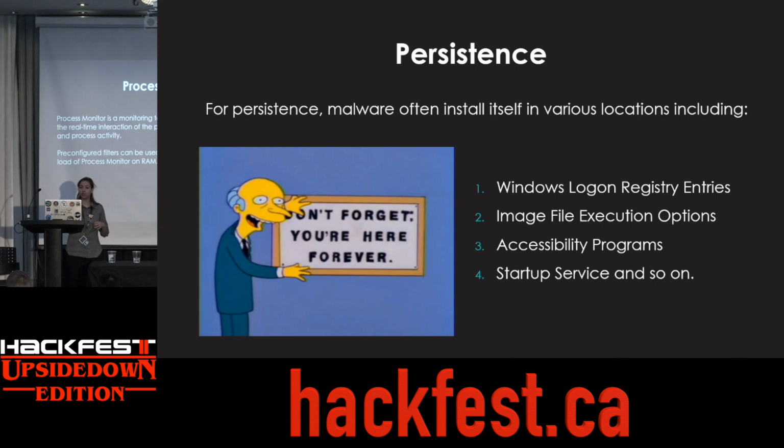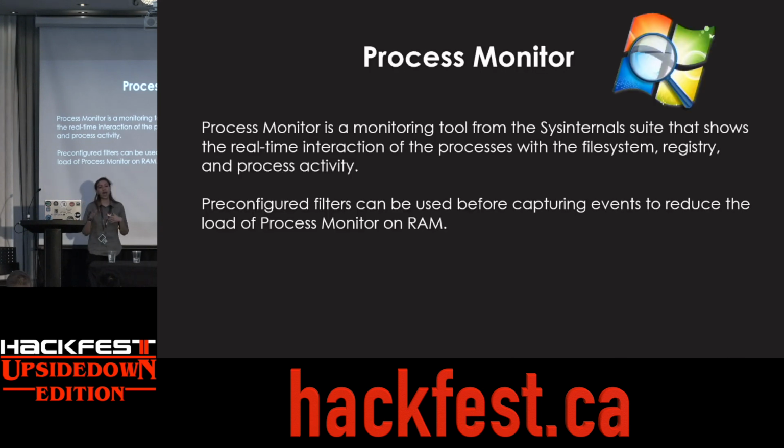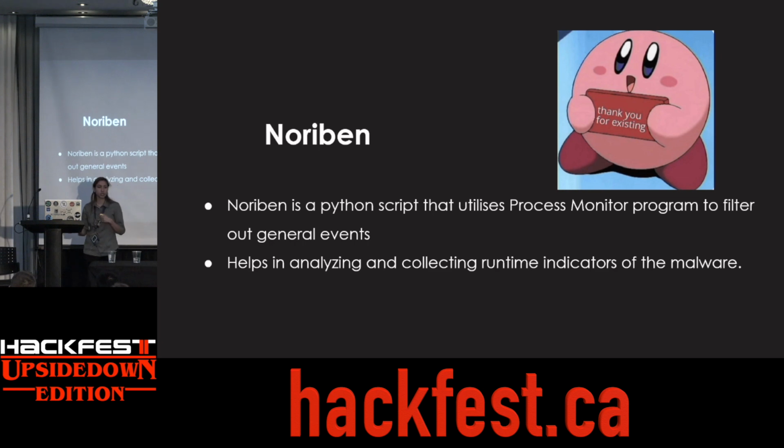So in our case, we're using Process Monitor to identify persistence. This is a tool used to monitor pretty much all of the system events, such as file creation, process creation, registry key value changes, and so on. However, because Procmon is a little bit RAM intensive, we decided to use a Python script called Noriben. It kills all of the extra noise and gives you the suspicious indicators associated with the malware that you're detonating on the system.